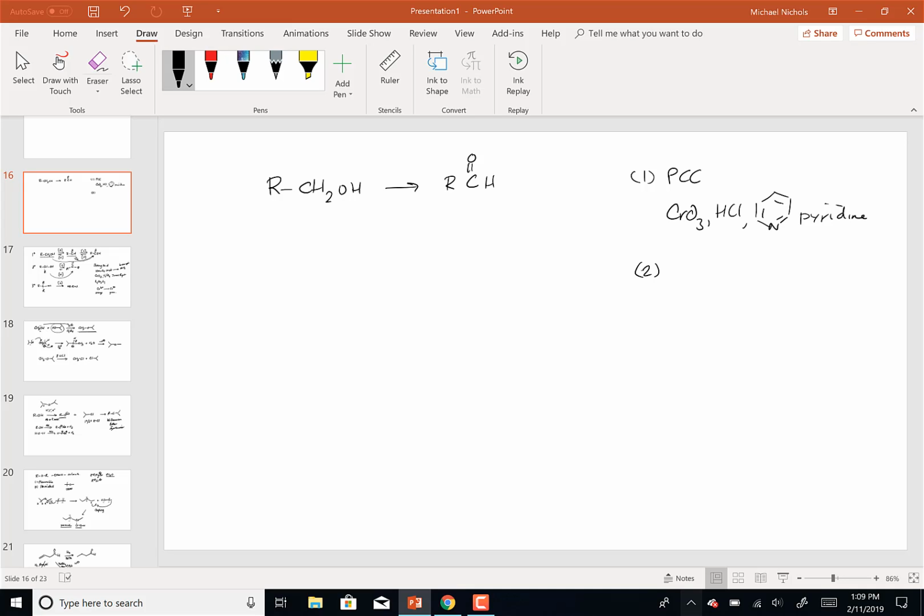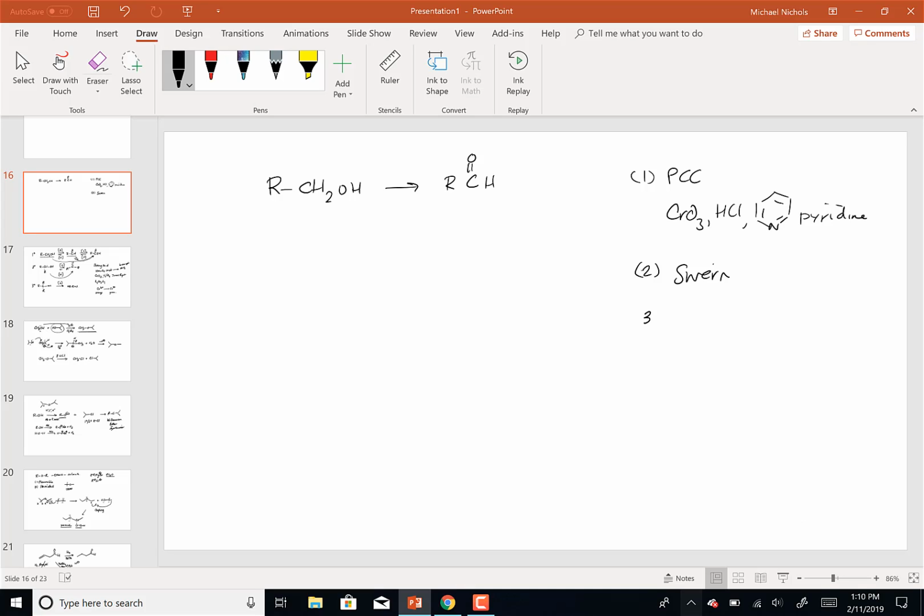The second one would be to use Swern. And the Swern oxidation involves using something like DMSO. Typically, we just use the names of these. If on the final exam they show up in their chemical form, I usually just put the name associated with them as well. So Swern is a little bit more environmentally friendly. It doesn't have any of the heavy metals.